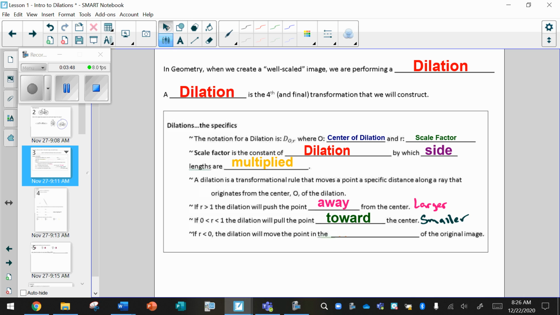If your scale factor is negative, that means the dilation will move the point in the opposite direction of the pre-image. So it actually moves away from the pre-image. It can be away from the pre-image and smaller if it's between 0 and -1, or away from the pre-image and larger if it's less than -1. If your scale factor is exactly 1, then nothing changes because you're multiplying all the side lengths times the number 1. Size stays the same.